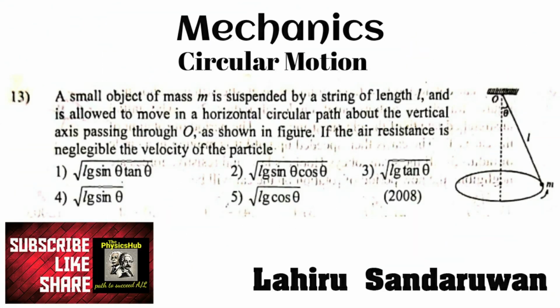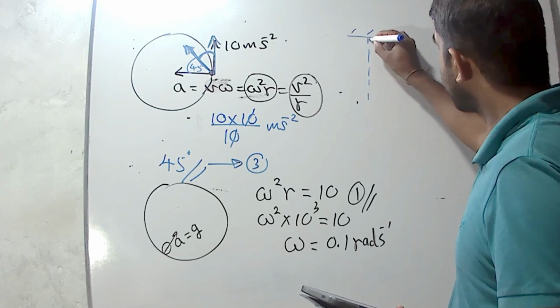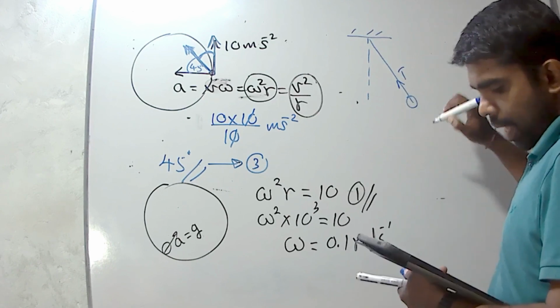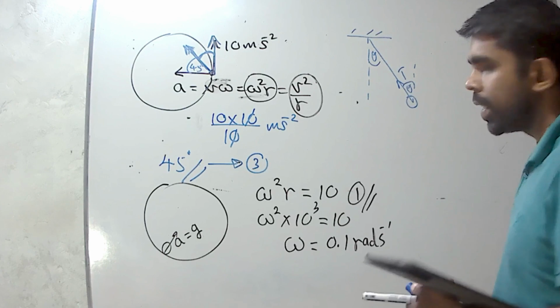A small object of mass m is suspended by a string of length L and is allowed to move in a horizontal circular path about its vertical axis passing through O as shown in the figure. If the air resistance is negligible, find the velocity of the particle. We can get the tension in this direction. They have given this angle as theta. Therefore, this angle is also theta, alternate angles.